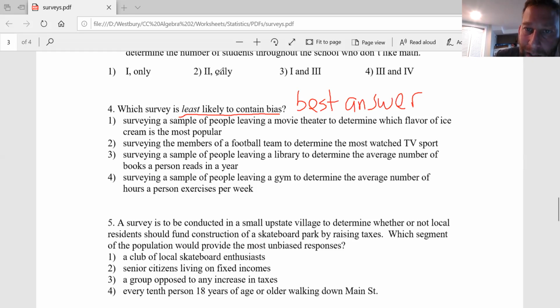So let's see what's good, let's see what's bad. Surveying a sample of people leaving a movie theater to determine which flavor of ice cream is the most popular. Is it random? Is going to a movie theater going to lead people to liking specific types of ice cream? No. It's random.